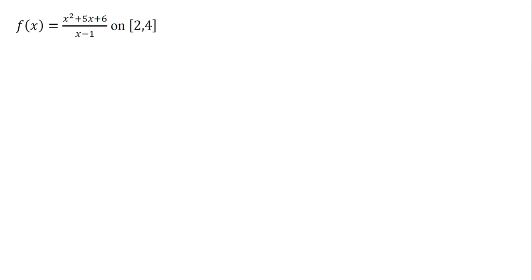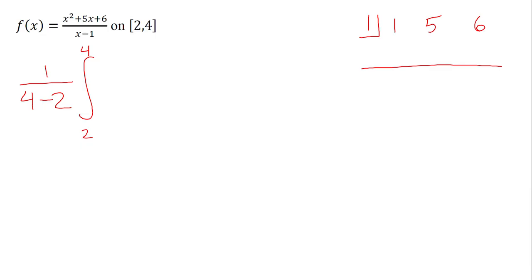All right, and on my last one here, we've got x squared plus 5x plus 6 over x minus 1. So we're going to do 1 over 4 minus 2 times the integral of that function from 2 to 4. But in order to integrate that function, it would be really good if we just divided the x squared plus 5x plus 6 by x minus 1. So I'm going to use synthetic division with a 1 up in the box for the x minus 1, and a 1 for the x squared, a 5 for the 5x, and a 6 there, to see what we get when we actually divide those out.